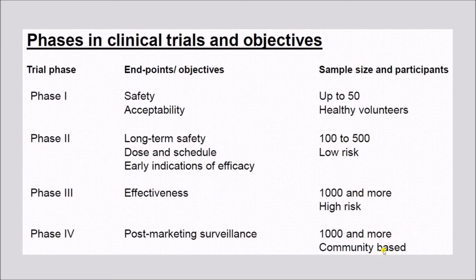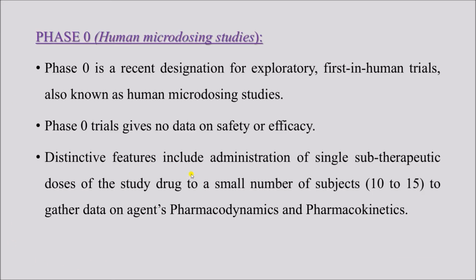And phase 4 trial is known as post-marketing surveillance, which is done in the community on 1000 or more subjects. So even before all these phases, there is another phase known as phase 0, which is also known as human microdosing studies. The objective of this phase is not to assess the safety and efficacy of the drug. Here we introduce a subtherapeutic dose of the drug to a small number of subjects, about 10 to 15, to find out about the agent's or the drug's pharmacodynamics and pharmacokinetics.